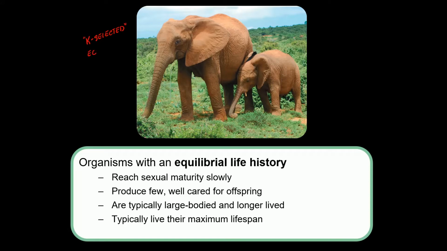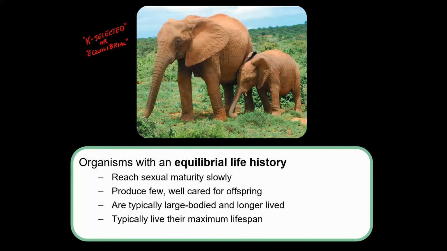Equilibrial species reach sexual maturity very slowly. They produce just a very small number of well-cared-for offspring. They're typically much larger bodied and longer lived, and they also will live their entire lifespan, whereas an opportunistic R-selected species, for example squirrels, have pretty much the same risk of mortality throughout their entire life. In other words, a 6-month-old squirrel, a 1-year-old squirrel, and a 2-year-old squirrel have all pretty much the same risk of dying because of predators or the environment.